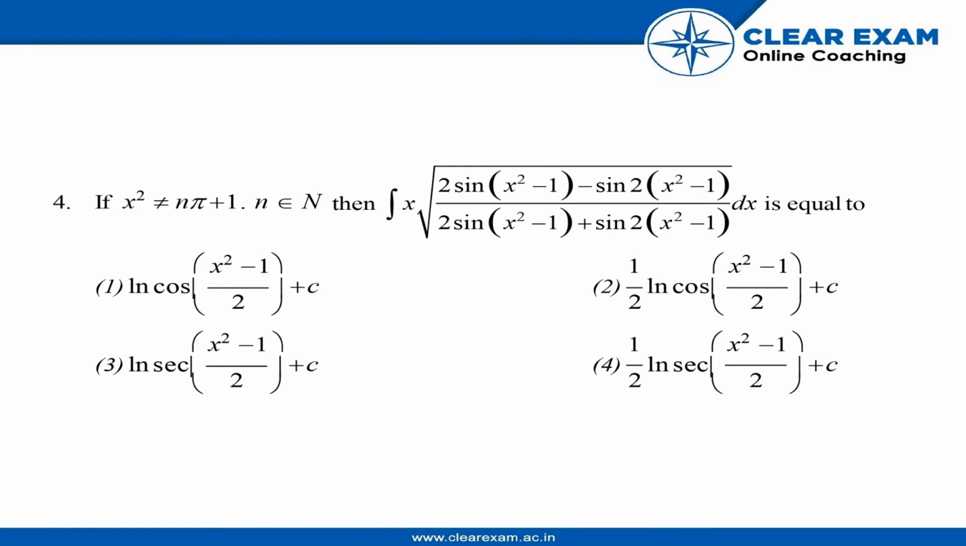Students, we would be discussing this question and its solution. The question says if x² ≠ nπ + 1, this is the condition given, and n belongs to natural numbers, then the integration of x √((2 sin(x²−1) − sin 2(x²−1)) / (2 sin(x²−1) + sin 2(x²−1))) dx is equal to.